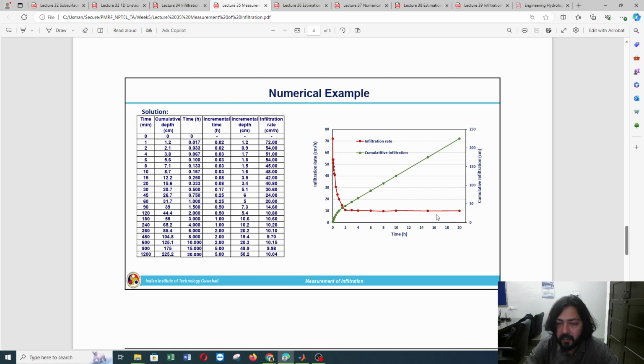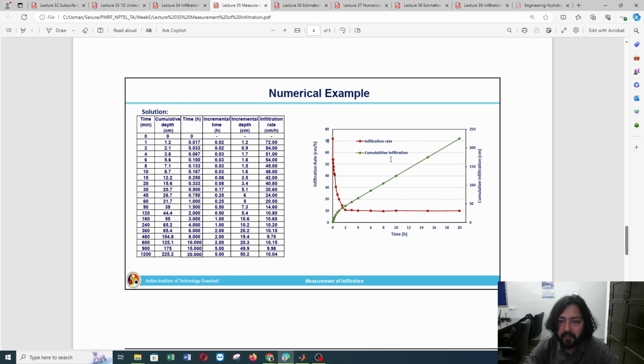And why is that? Once the soil is completely filled with water, after that the infiltration rate will become constant. Initially the soil may be filled with less volume of water, so at that time it can intake more water. So the infiltration rate is more, that is 72. And over a period of time it becomes constant, right? So this is what infiltration rate looks like for any soil profile.